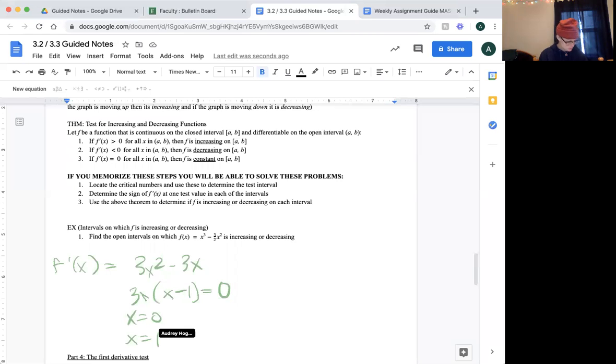x equals 0, and x equals 1. Okay, so use these to determine each test interval. So we know that the function f of x equals x cubed minus 3/2 x squared exists from negative infinity to infinity.